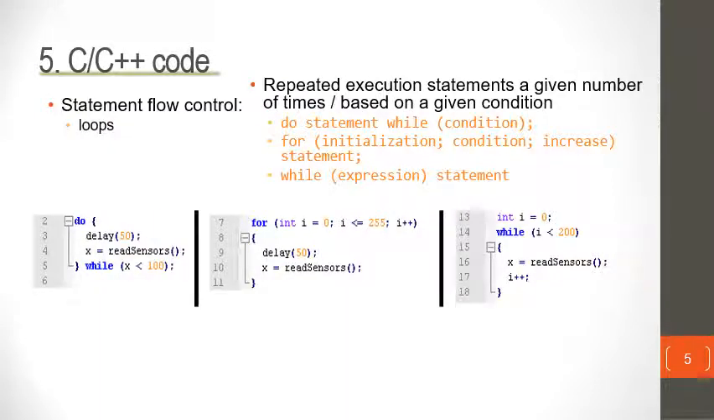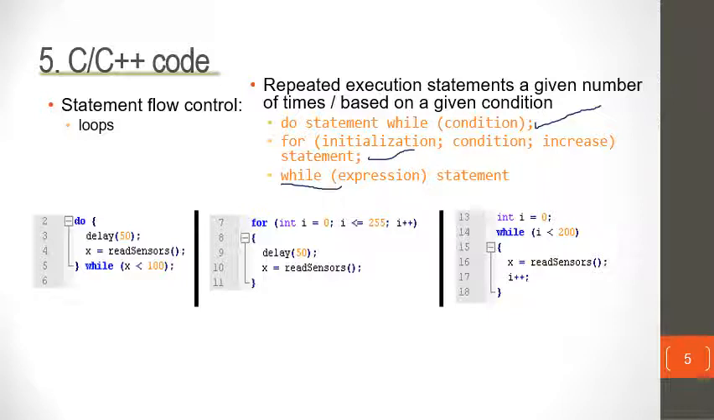The other type of flow control in this case would be the loops. A loop simply means you put in a statement which executes a certain block of code for a given number of times. In this case, like a typical C++ language, you would have a do while statement, a for statement, and also a while statement.